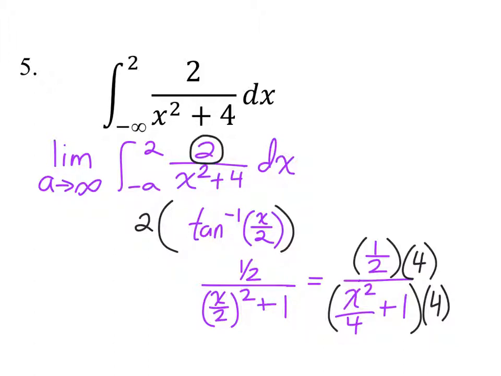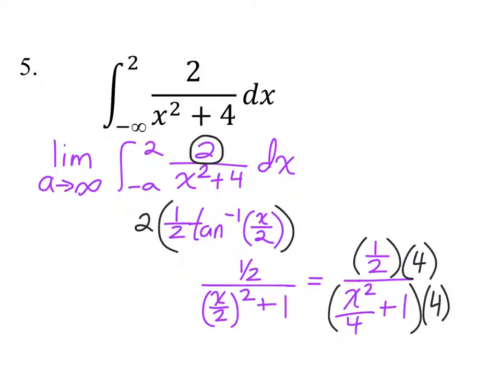All right, so on the bottom, I get what I need. I'm going to get an x squared plus 4. On the top, I'm going to get a 2. But I already have a 2. So if this ends up being a 2 times a 2, I'm going to have a 4. That's double what I need. So that means I should have a 1/2 here.